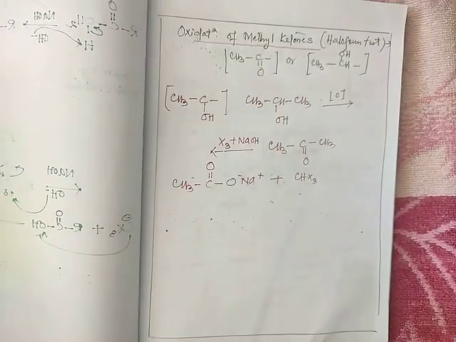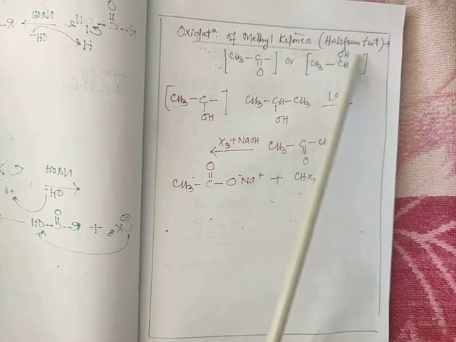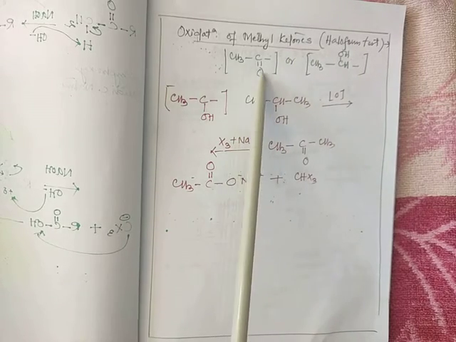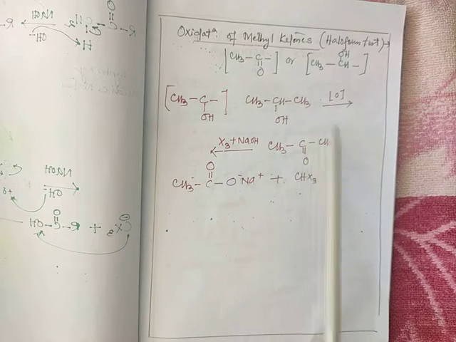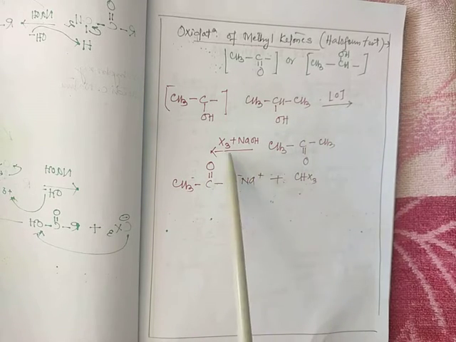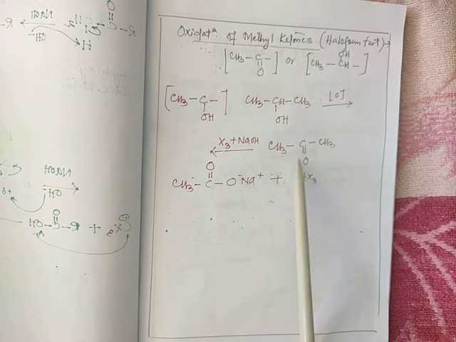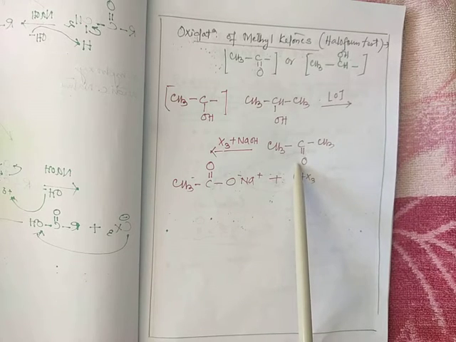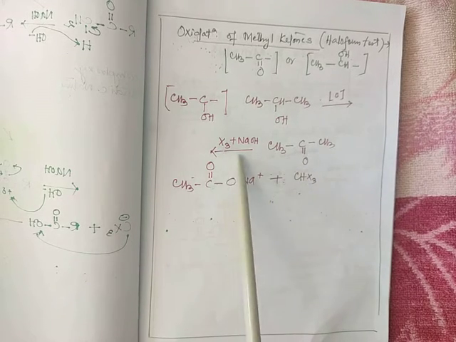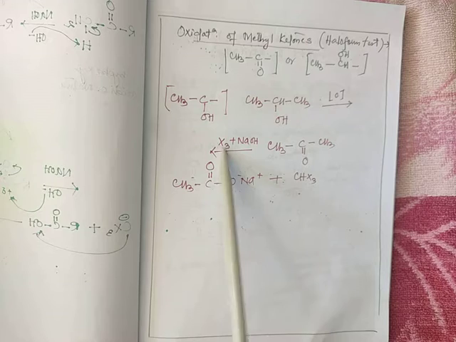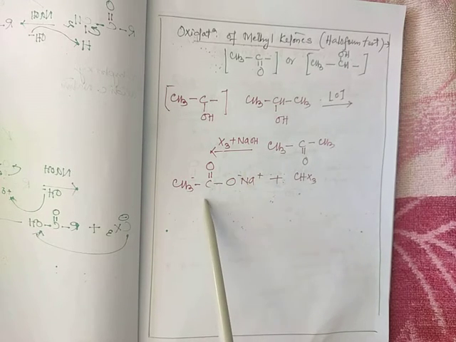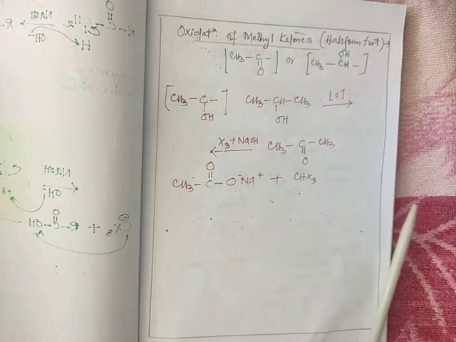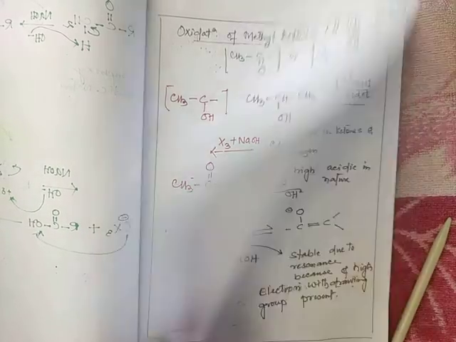Now next is oxidation of methyl ketone, that is haloform. So with acetone here also you are getting this product, and in oxidation after that we get this product, the ketone, that is acetone, and again we react with what? Haloform, meaning halogen and sodium hydroxide, forming this product along with this. So this is the oxidation of methyl ketone.